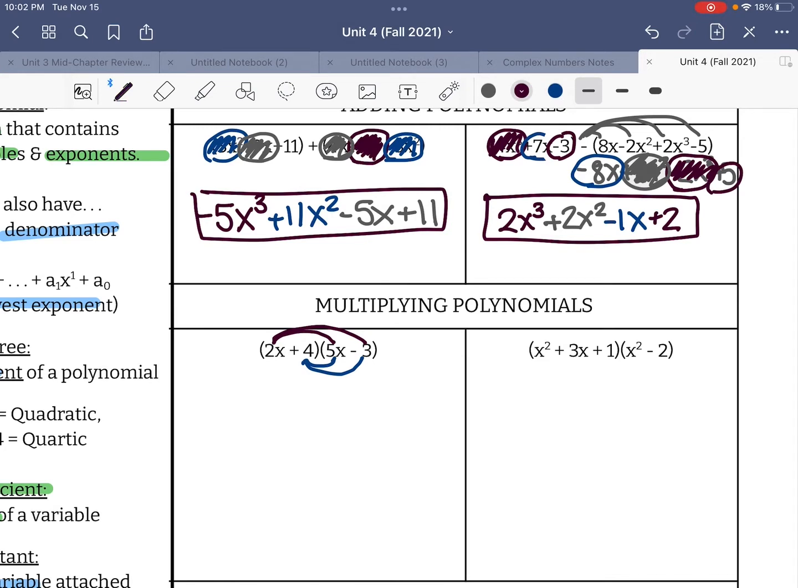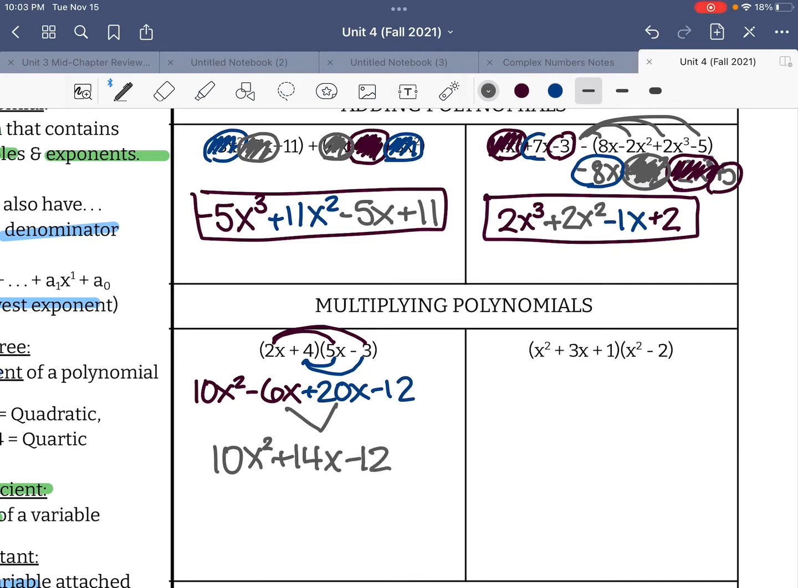So 2x times 5x is 10x squared. 2x times negative 3 is negative 6x. And then I'm going to take the 4 and multiply it by 5x, which is 20x. And 4 times negative 3 is negative 12. And then you're not quite done. You have to add together the 2 in the middle. Negative 6 plus 20 is 14. And that's it.